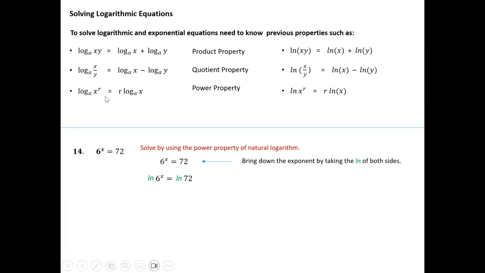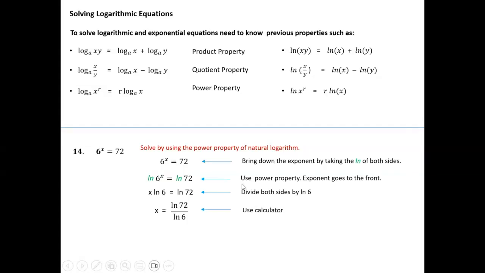You see, by rule number 3 here, by the power property, the exponent goes to the front by applying that property. Now we divide both sides by the ln of 6. Use your calculator. There's my result: 2.386852807.